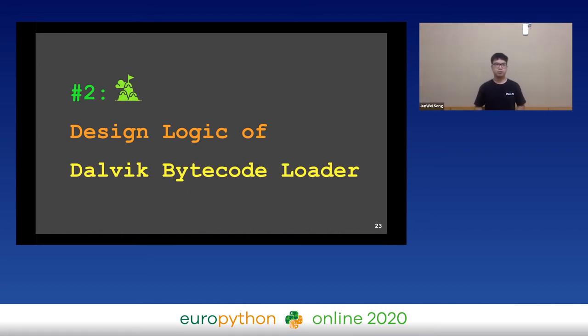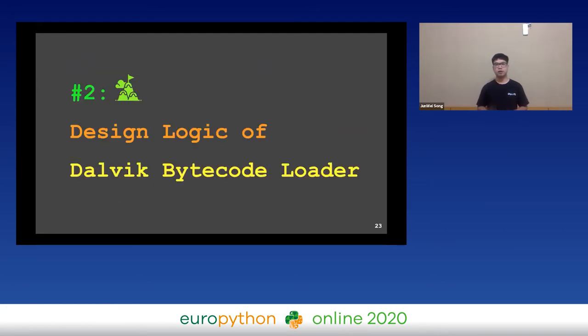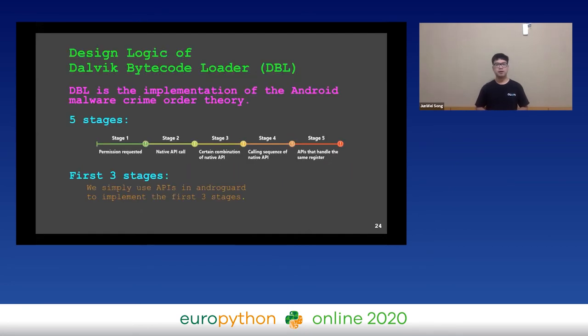Hello everyone, my name is JunWei, and I will take care of this part. So now, let's talk about the design logic of Delphi Vico Loader. Our Delphi Vico Loader is actually the implementation of the Android malware crime order theory. We implement every stage of the theory. There are five stages. The first three stages are easy. We simply use APIs in another open source tool, AndroidGuard, to implement the first three stages.